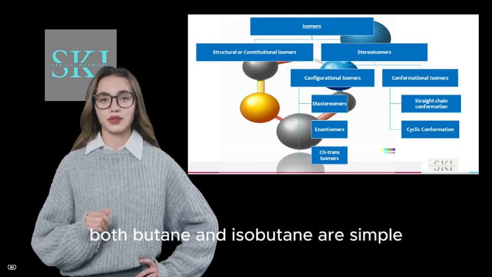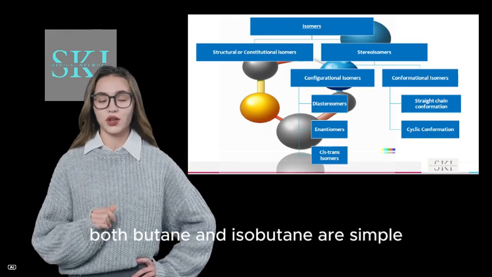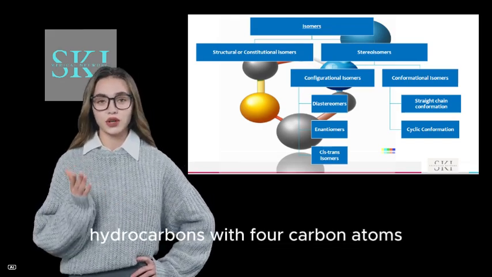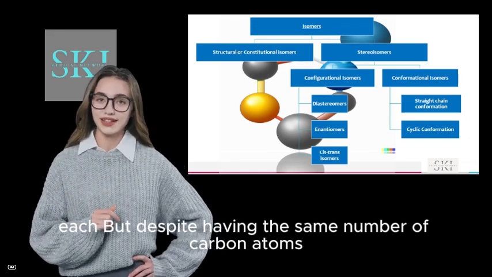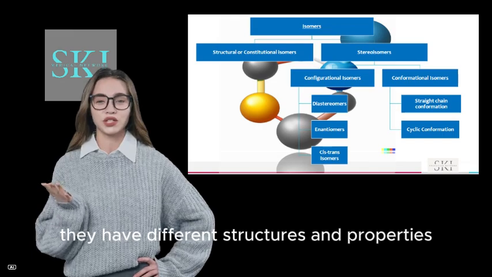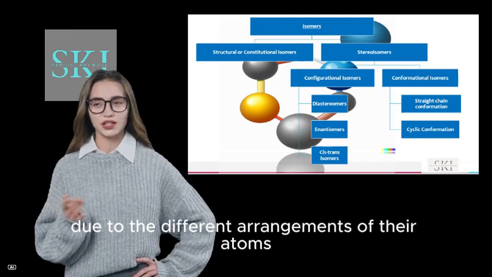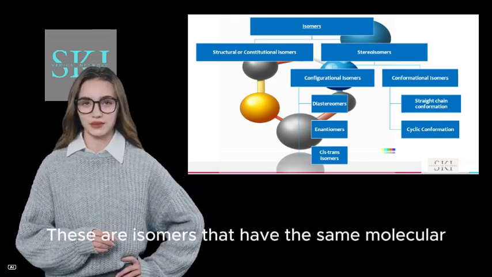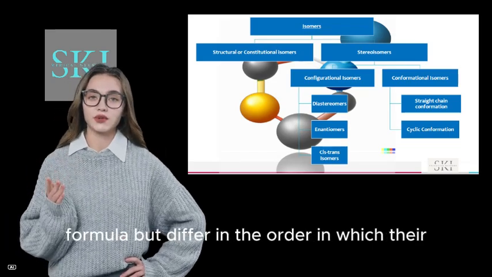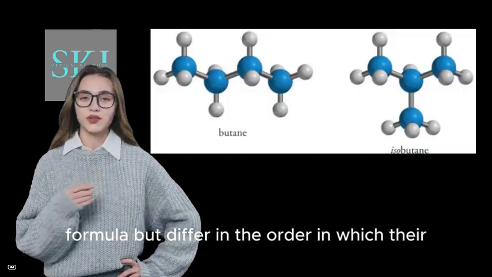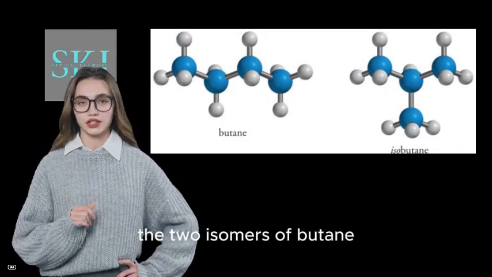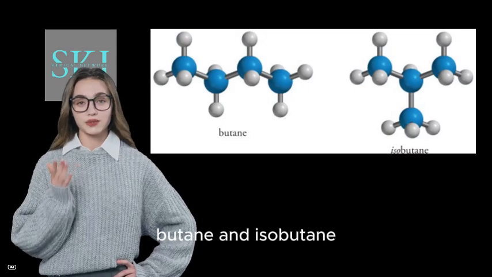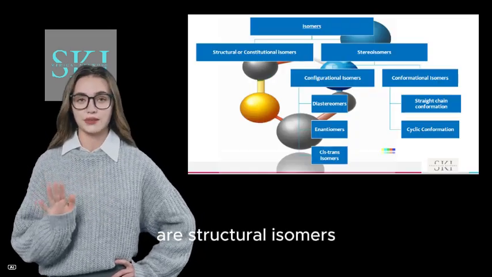For example, both butane and isobutane are simple hydrocarbons with 4 carbon atoms each. But despite having the same number of carbon atoms, they have different structures and properties due to the different arrangements of their atoms. These are isomers that have the same molecular formula, but differ in the order in which their atoms are connected. For example, the two isomers of butane, butane and isobutane, are structural isomers.